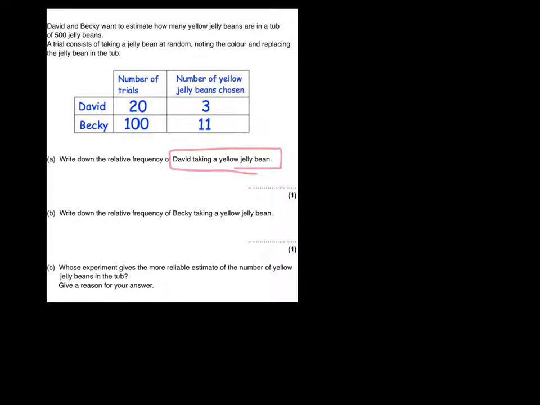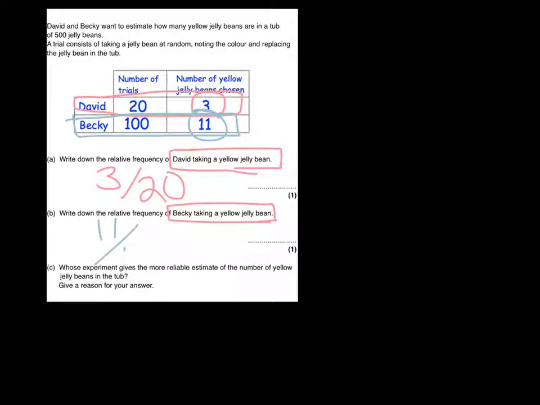So it's David and a yellow jelly bean. So yellow is 3 times, and it says the number of trials he did, so all of this is for David, 3 times out of the possible 20. So it's testing can you read the table. Write down the relative frequency of Becky taking a yellow jelly bean. So this one's for Becky this time. So we'll change to blue. So Becky, she has 11 yellow out of the possible 100 because she does her trials 100 times.